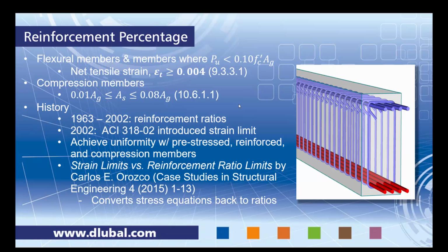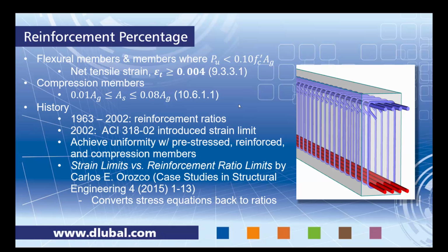Now, compression members or columns, we actually are given a reinforcement percentage. So our steel area must be greater than 1% of the total area, but less than 8% of the total area. And this is explained further in Chapter 10, Section 6.1.1.